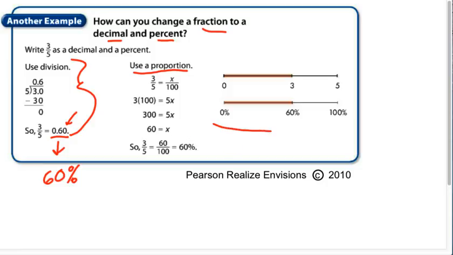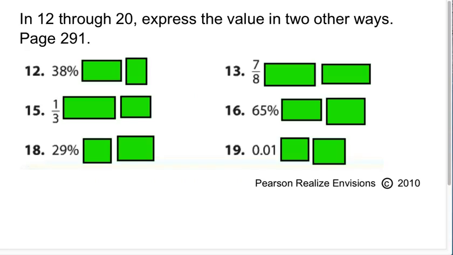You can see that over here on these two number lines, how they compare. They simply set them up so that your amounts would be the same percentage. So anyways, what we want to do now is look on page 292 and see if you can convert these numbers into two other numbers. See if you can change 38% into both a fraction and a decimal, and then the same with the rest of them. So pause the video and see if you can solve these problems.